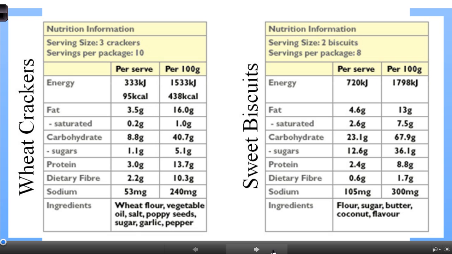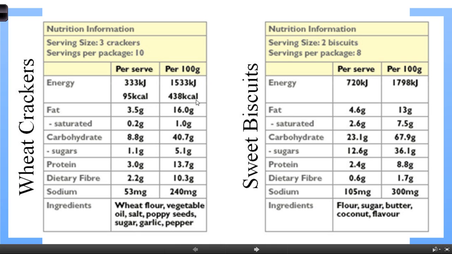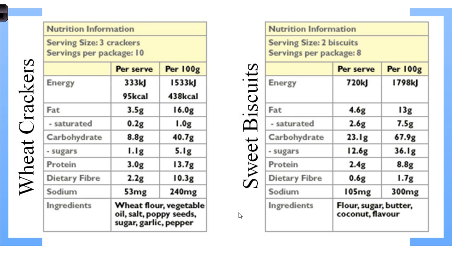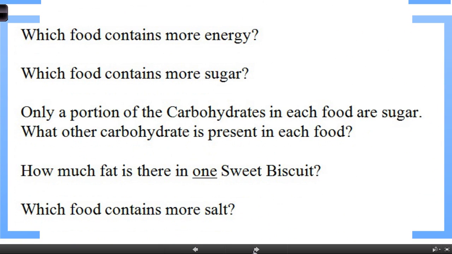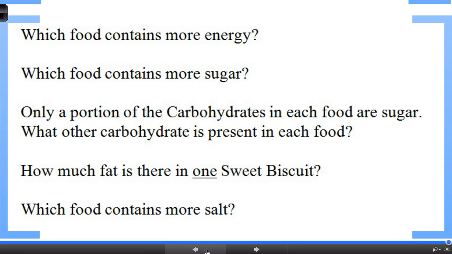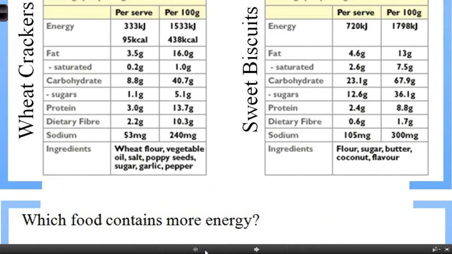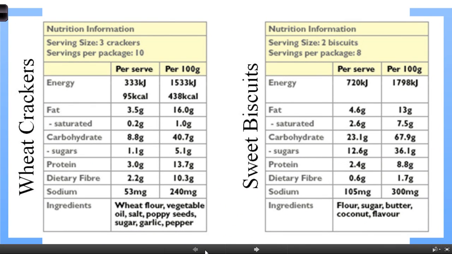So, guys, pretty straightforward to read these. You've got the serving size, servings per package, and the amount of each thing per serve or per 100 grams. And the ingredients at the bottom listed from the most abundant, the biggest quantity ingredient, through to the least. So if we go down, a couple of questions here, sort of exam or test type questions you might get. Which food contains more energy? So we'll have to pop back up. Which of these two contains more energy? Let's have a look.